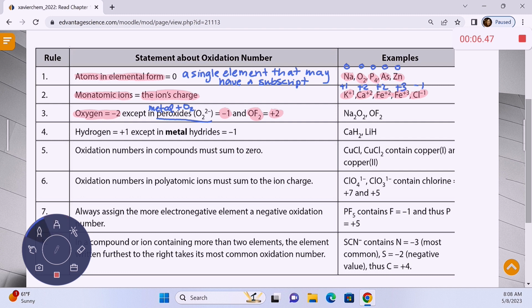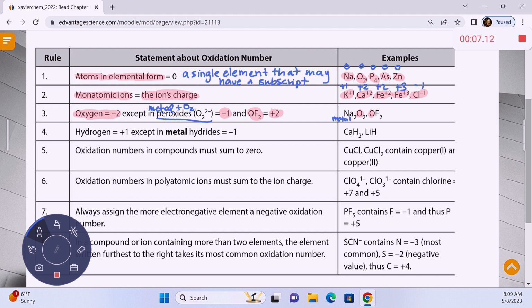Okay, so let's look at the two examples that they gave us. So in these two examples, we're strictly looking at the oxygen. We want to assign oxygen its usual oxidation number. Now, here I have sodium with an O2. Sodium is a metal. It's on the left-hand side of your periodic table, okay? And since O2 is attached to a metal, we should be suspicious that it might be peroxide.